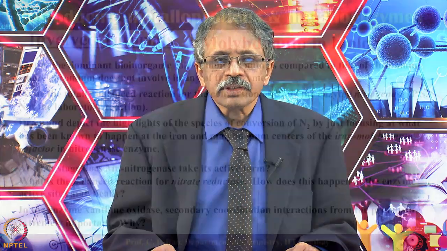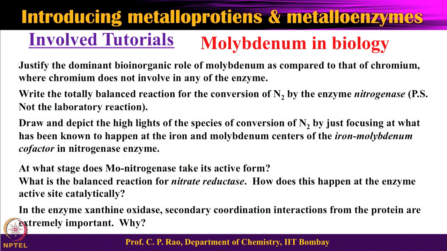Draw and depict the highlights of the species of conversion of N2 by just focusing at what has been known to happen at the iron and molybdenum centers of the iron molybdenum cofactor in nitrogenase enzyme. The nitrogen requires totally, this enzyme requires 8 electrons, 8 protons.